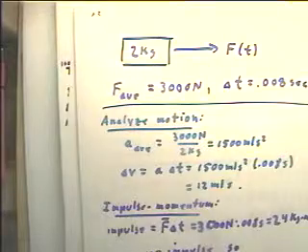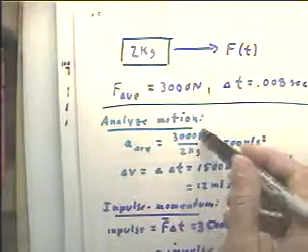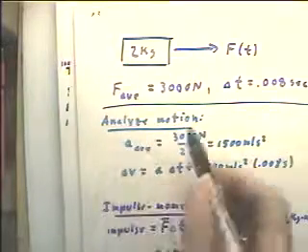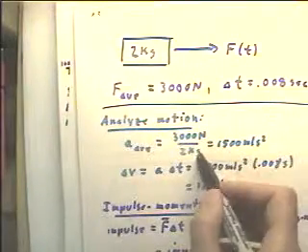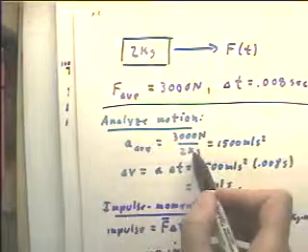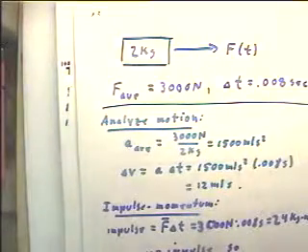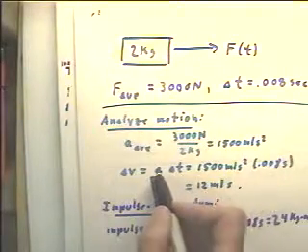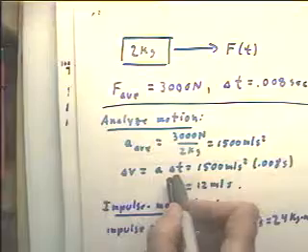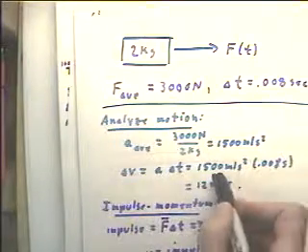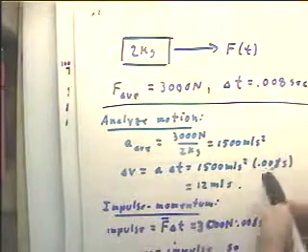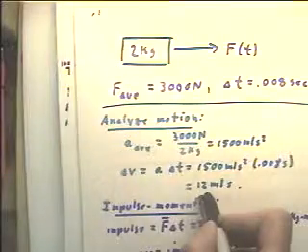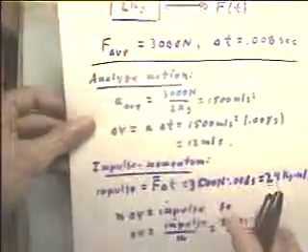Analysis of motion is very straightforward. The average force being 3,000 newtons, the average acceleration will be average force divided by mass, or 3,000 newtons divided by 2 kilograms, 1,500 meters per second squared, from which it follows that our change in velocity, equal to the product of the rate of change of velocity and time, is 1,500 meters per second squared times 0.008 seconds, or 12 meters per second.